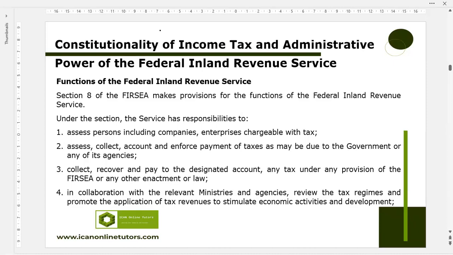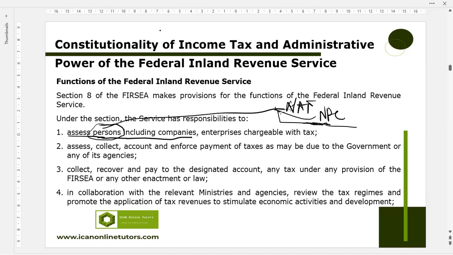So then let's look at their functions. Functions of the Federal Inland Revenue Service. Section 8 of the FIRSEA makes provisions for the functions of the Federal Inland Revenue Service. So I said earlier, they have the power to assess. So they assess persons, including companies. Try to understand this. These persons, remember, was it in your class? I'm not sure. So persons here are referring to the personnel of the Nigerian Armed Forces, Nigerian Police Commission, and all these, foreign deponents, among others.